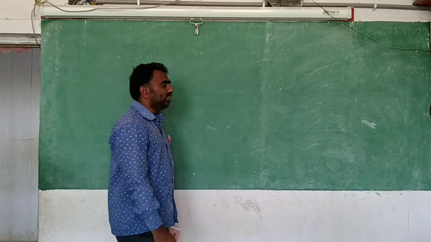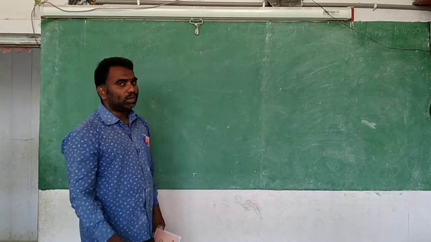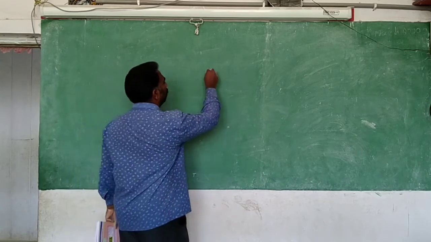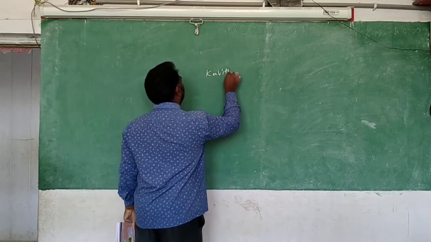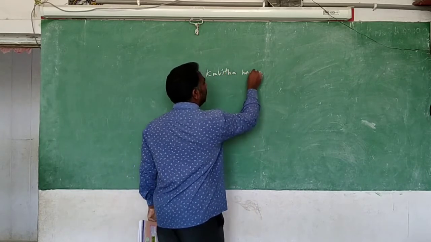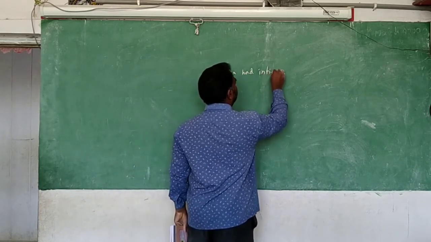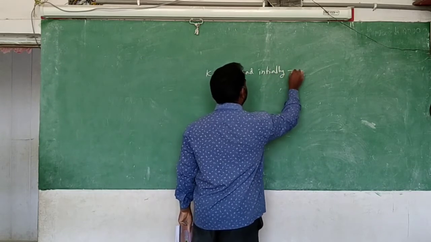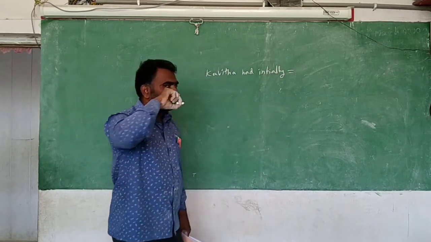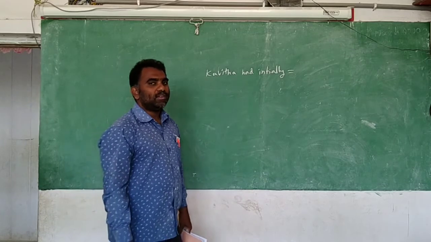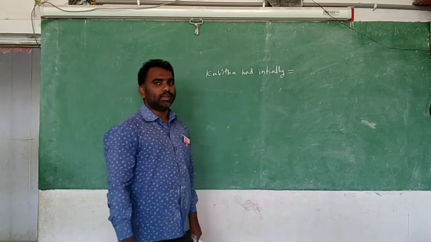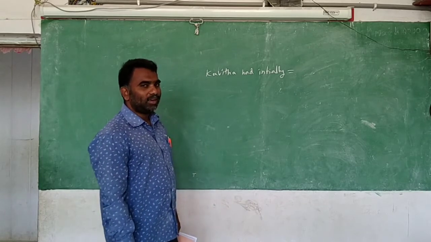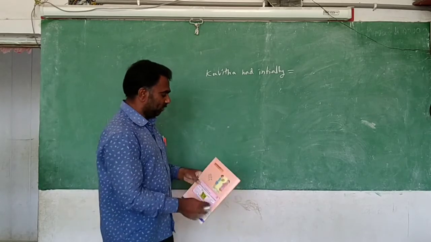Very good. Now I will give the steps for you. Write the steps and the remaining work you need to do yourself. Okay, what are the steps? Kavita had initially, meaning before that, how much money was there with Kavita first? You write here. How much was there? Yes, 73 rupees was there.